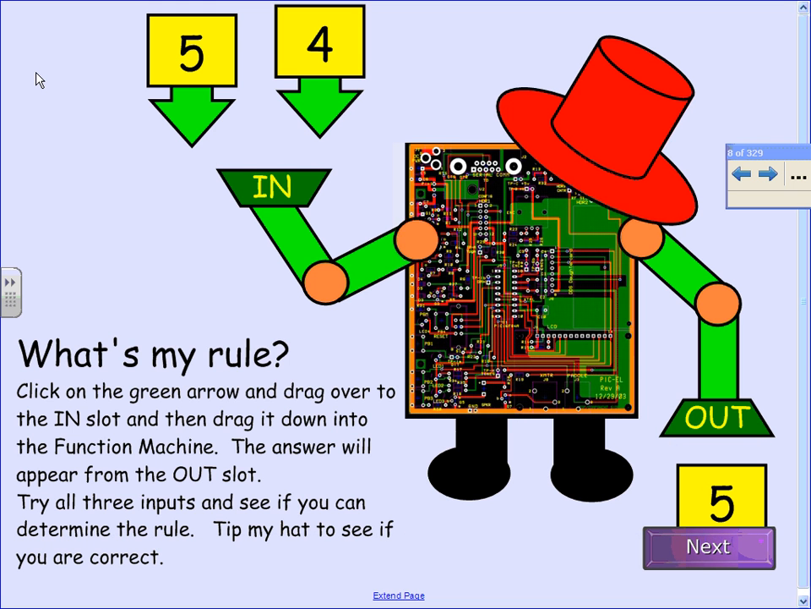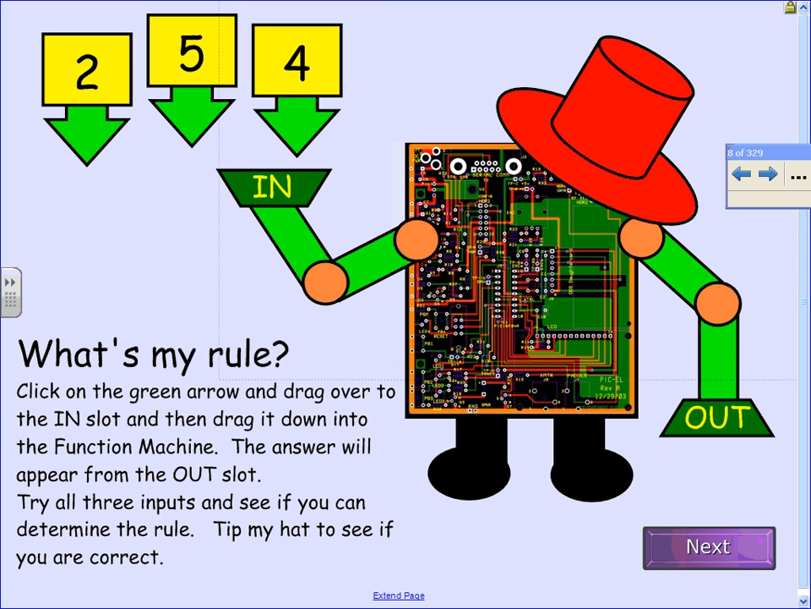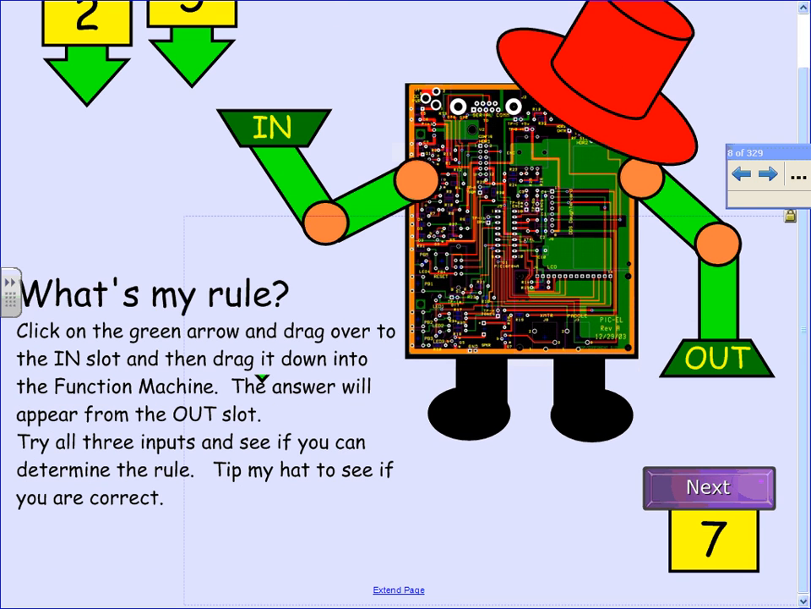2 goes in, 5 goes out. What happened? The input was 2, the output was 5. Sean, what happened? Yeah, it added 3. Okay, Charles, come on up. I want you to take the 4, put it in the input. Very cool. All right, Charles threw the 4 in the input. 7 is the output. So Adam, what happened? Good, it added 3.